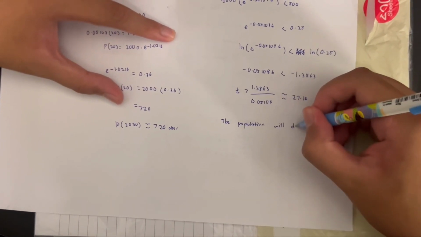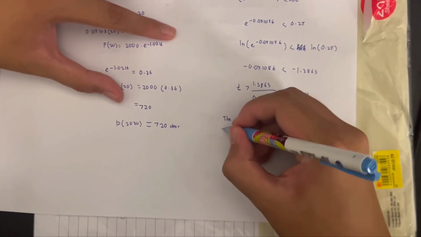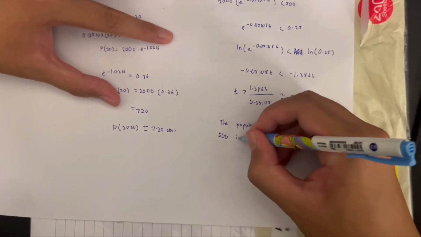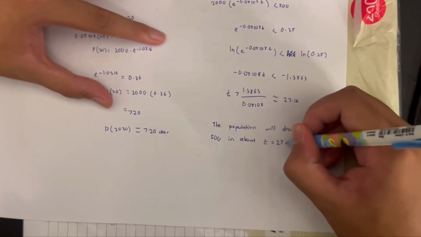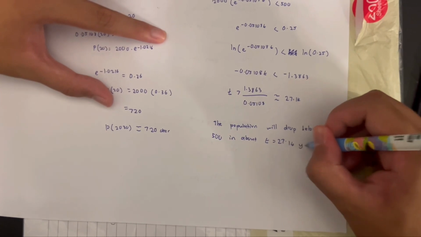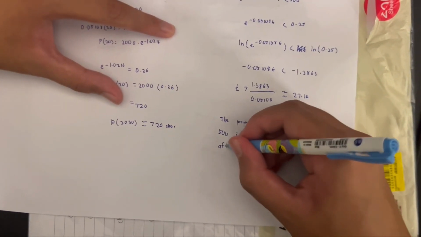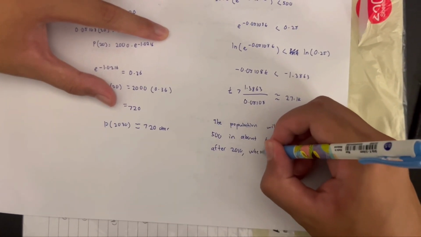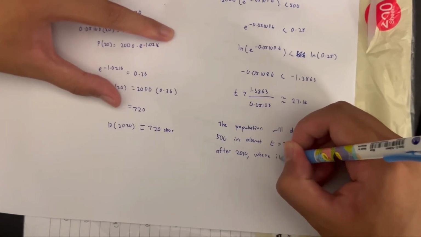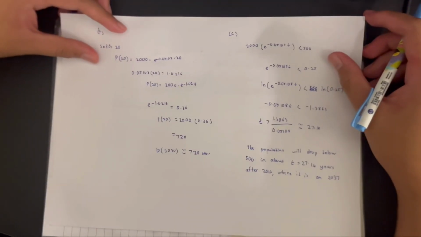will drop below 500 in about t equal to 37.14 years after 2010, which is in 2037. That's all for part A.